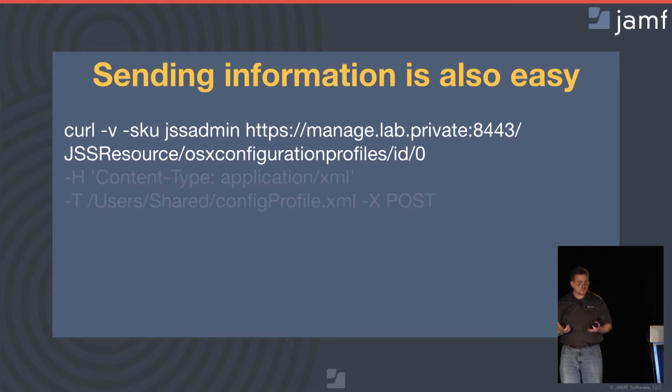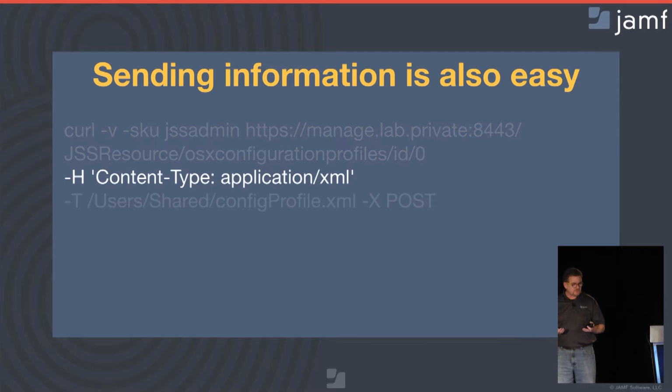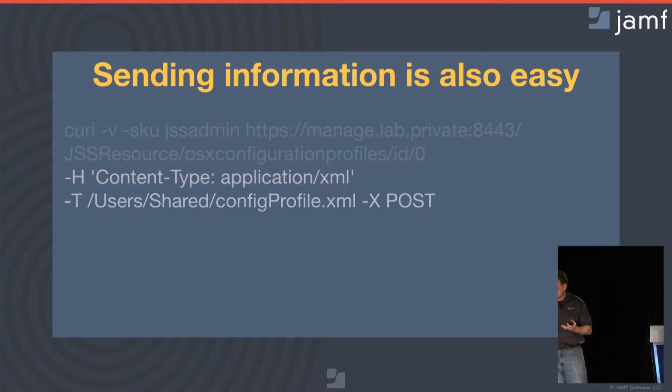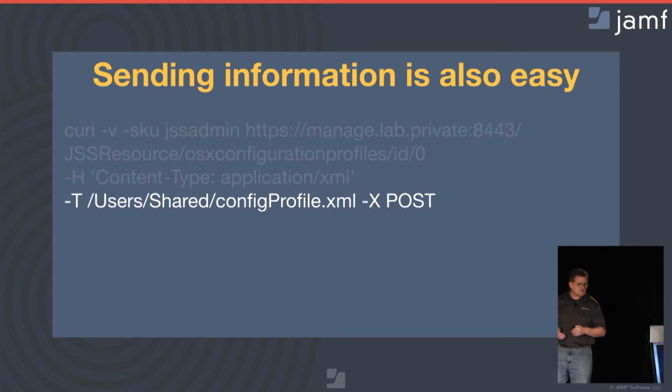In this case, I'm going to create a new record, a new configuration profile. Anytime I'm going to create, it's going to be ID /0 at the end. The 0 indicates I'm creating a new record. I define headers, just like we did before. As I send information, I define a content type. I'm posting XML. And then dash T, the file that contains the information, the XML that I'm uploading, and then the method POST.